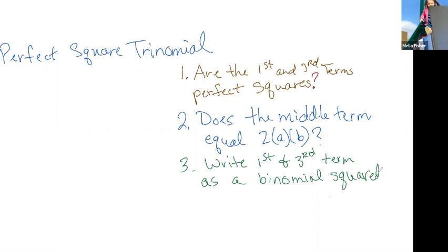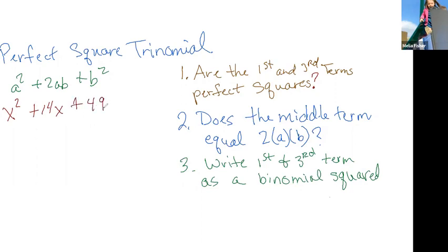Okay, so we're looking at this form: a squared plus 2ab plus b squared. So here's the example we're going to look at: x squared plus 14x plus 49.